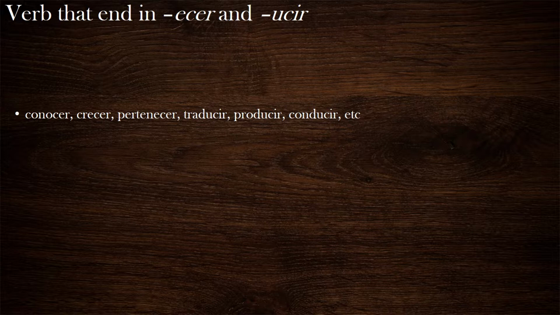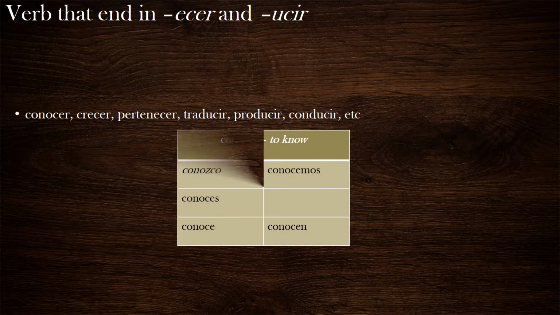We're getting more and more random here. So verbs that end in -cer and -cir, these get a ZCO in the yo form. Conocer, conozco, then the rest of it's regular. So if you look at the list: crecer, crezco, pertenezco, traduzco, produzco, conduzco. And that is a pattern. So any other verb that ends in -cer and -cir gets a ZCO in the yo form.